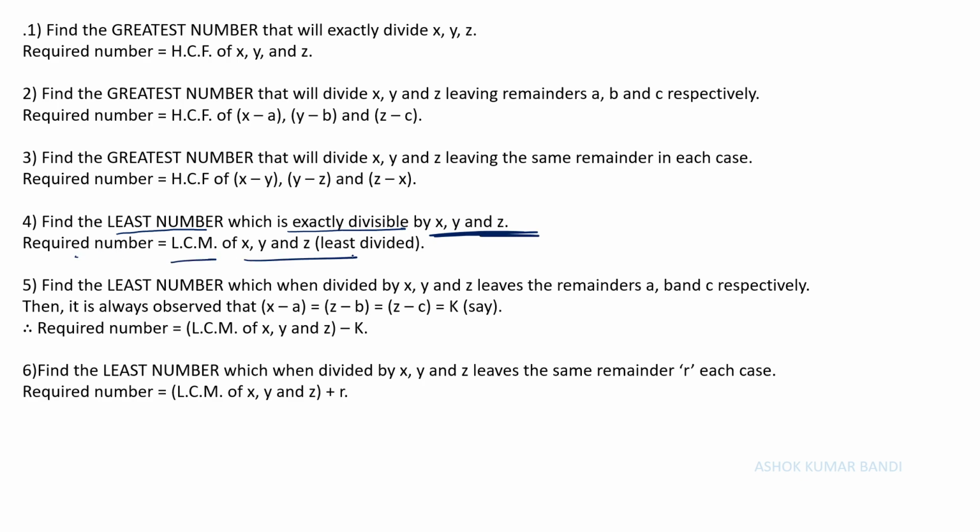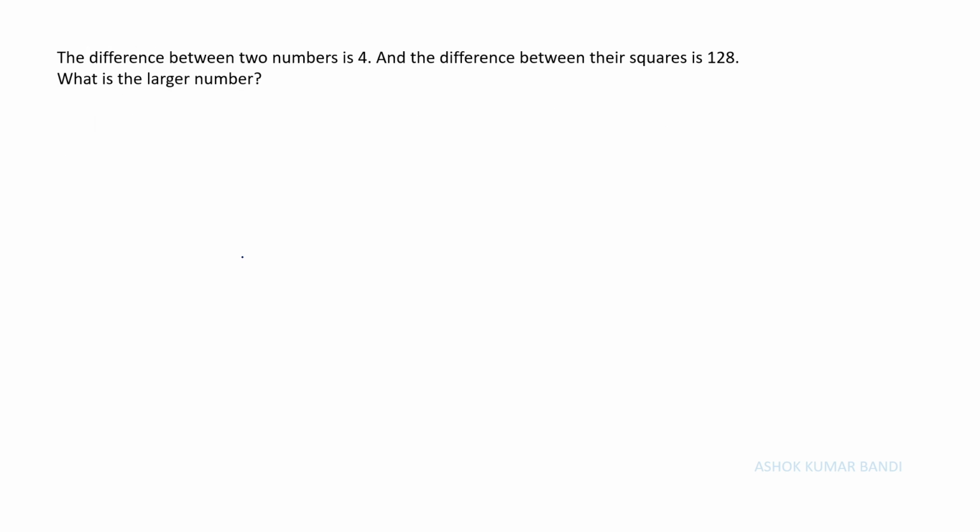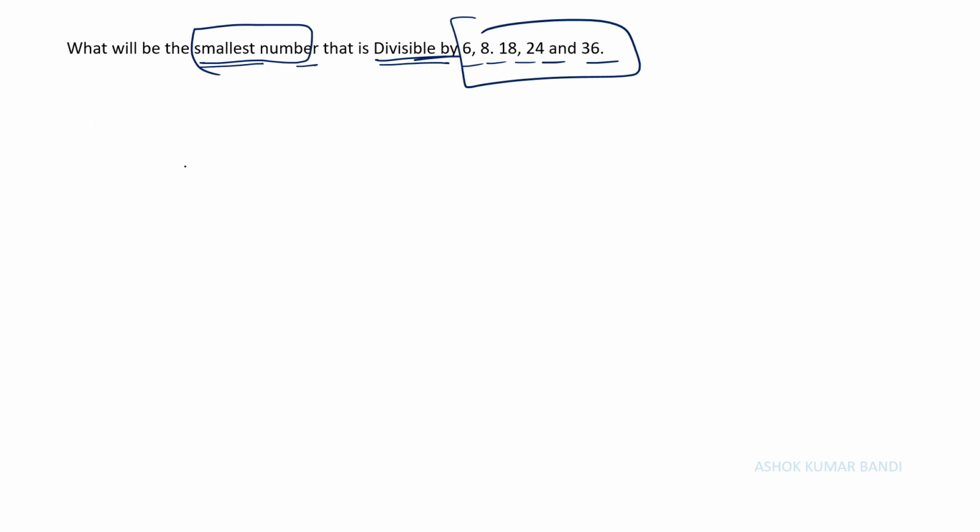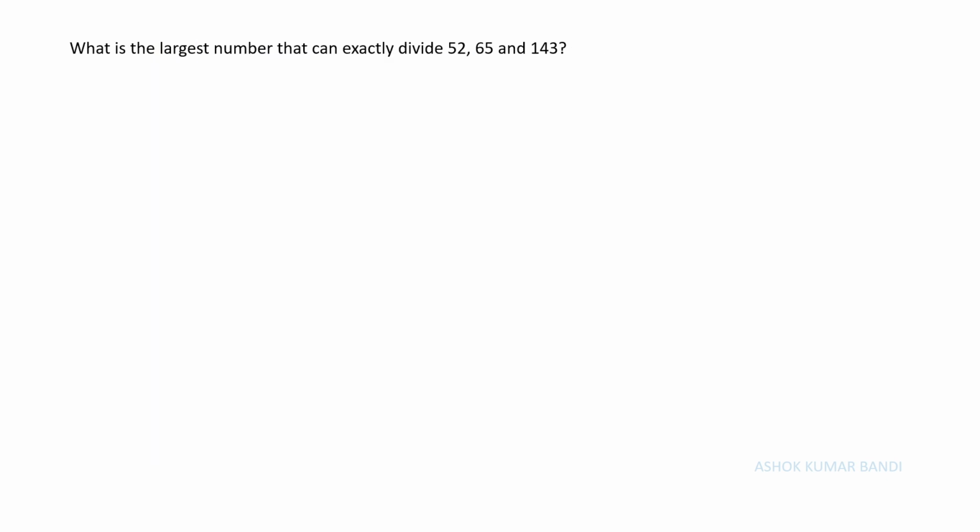You have to apply the same logic there. We are finding the least number which is divisible by some numbers, so you are going to find the LCM of those numbers. So here also you are going to find the LCM of 6, 8, 18, 24 and 36. That is going to be your answer. I hope you know how to find the LCM, so I don't want to drag it. So that's what you are going to do here. Similarly, don't worry, I'm going to solve all these problems once again.